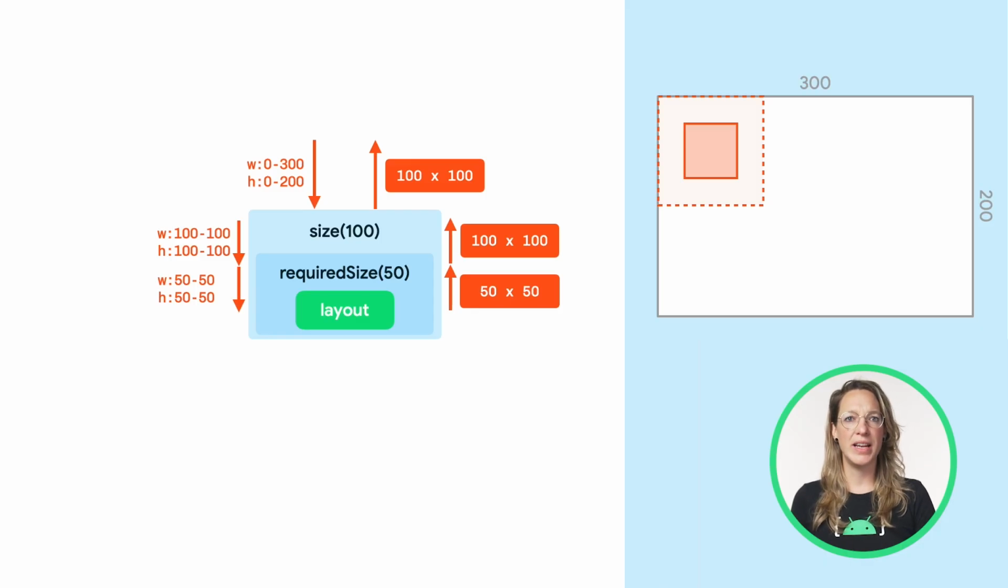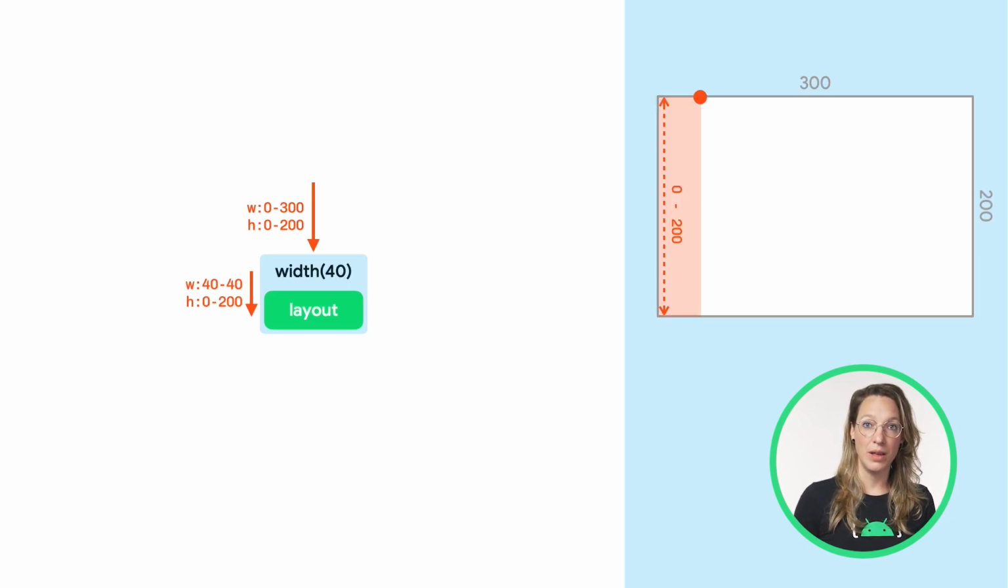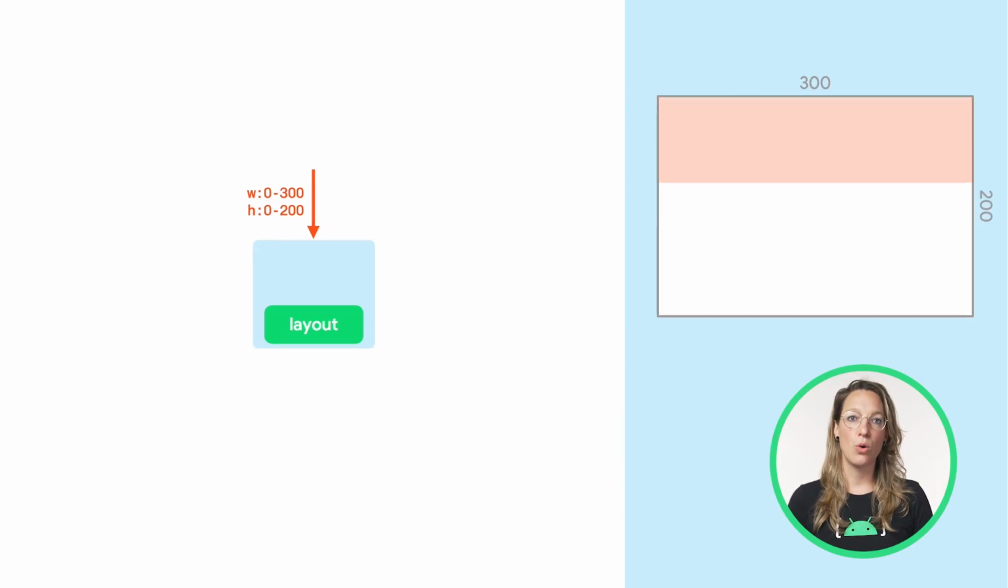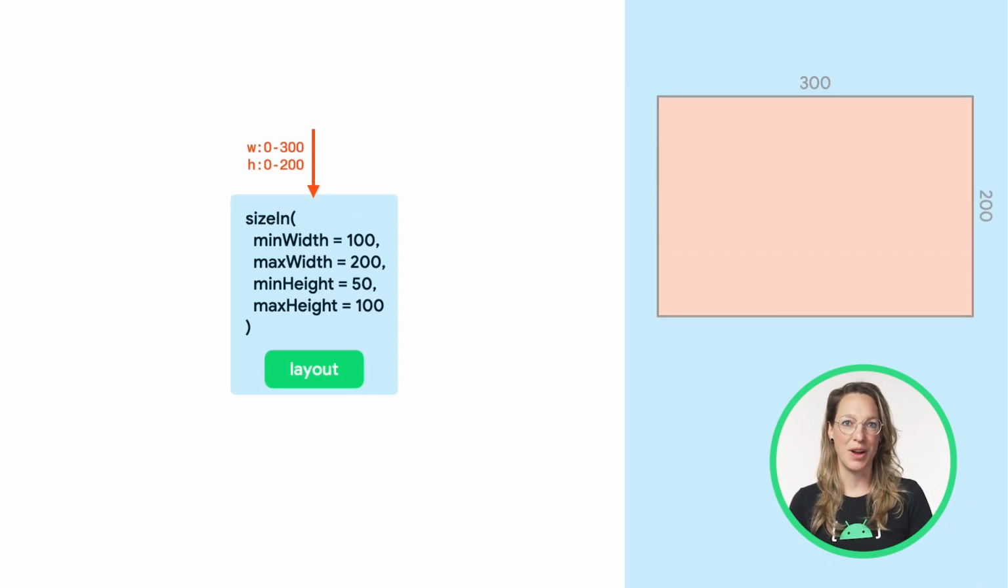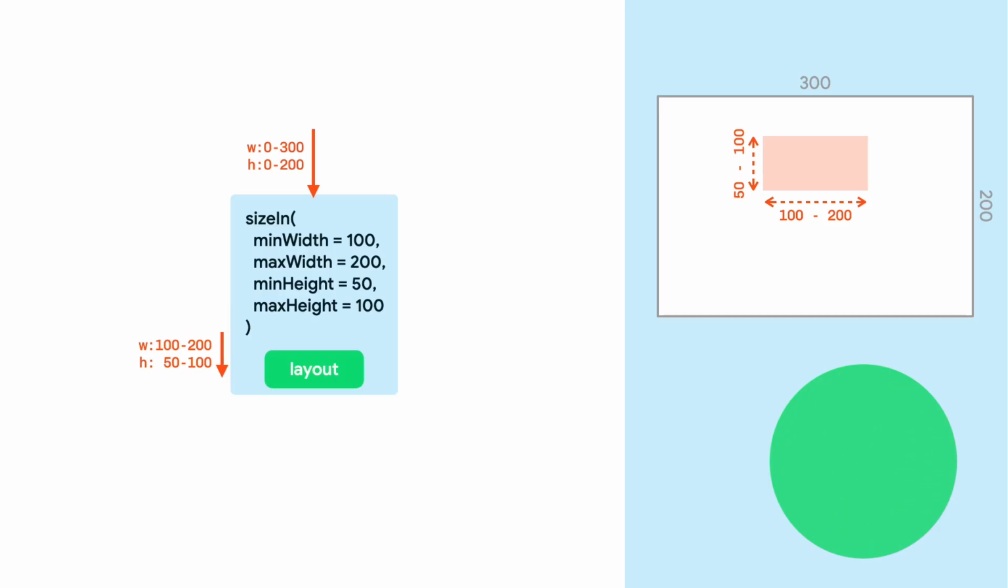Now keep in mind that instead of using the size modifier that adapts both width and height, we can also use the width modifier to set a fixed width but leave the height undecided, or we can use the height modifier to set a fixed height but leave the width undecided. Or we can even use the sizeIn modifier for even more fine-grained control. You can then specify the minimum and maximum width and height individually.